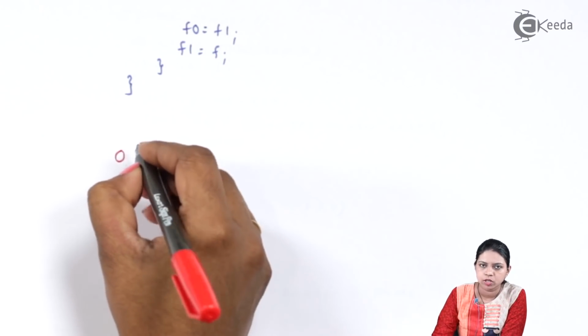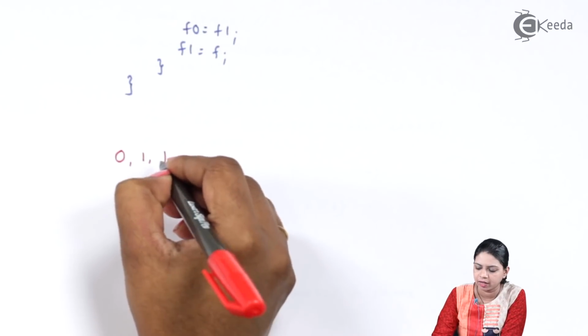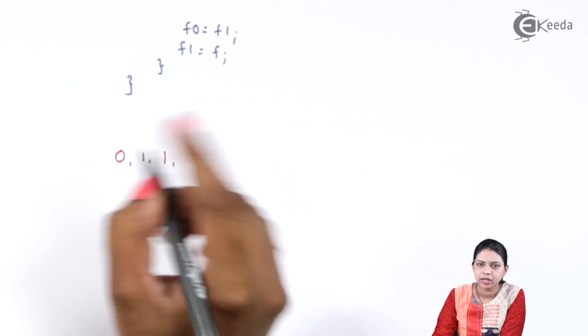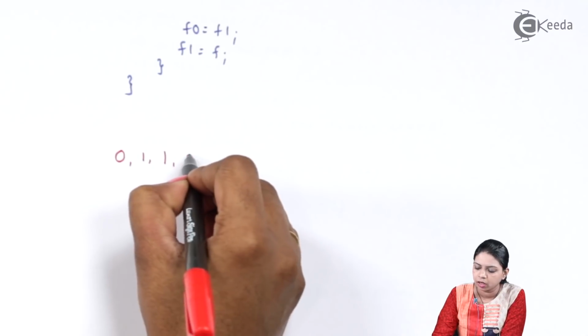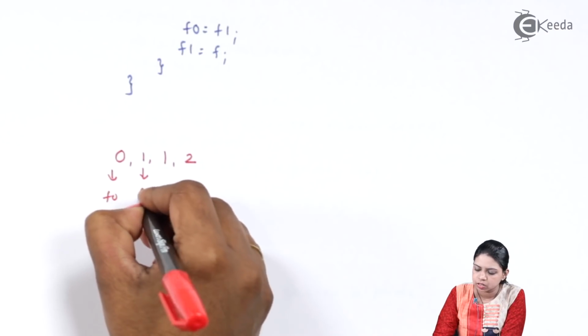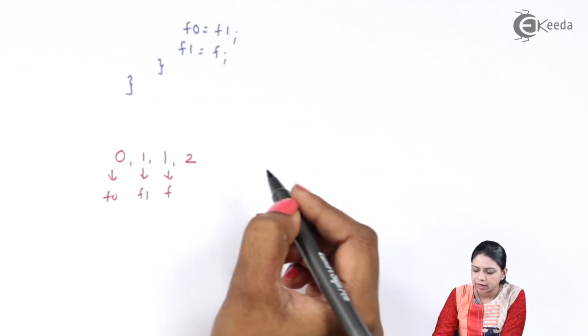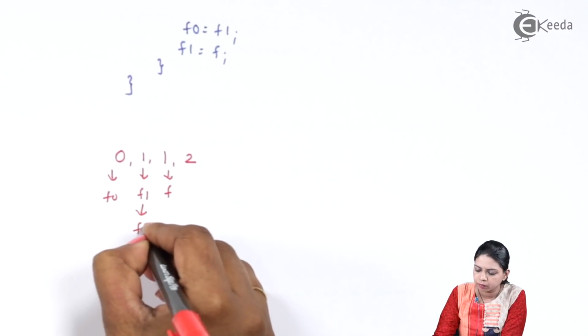See friends, it was like 0, 1, then I got my third term, that was f1. Now the next term is going to be 1 plus 1, 2. So initially this was f0, this was f1, and here I got f. Now in the next iteration this will be your f0.